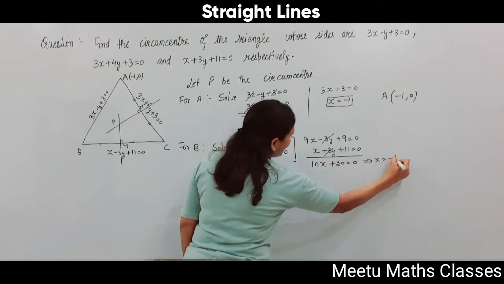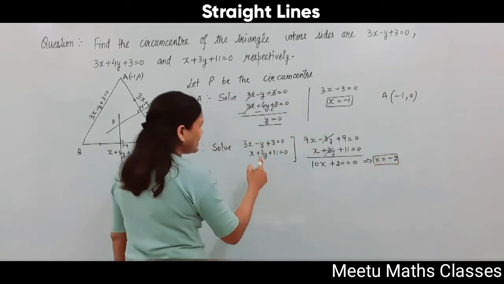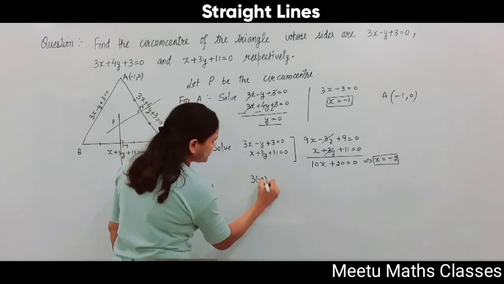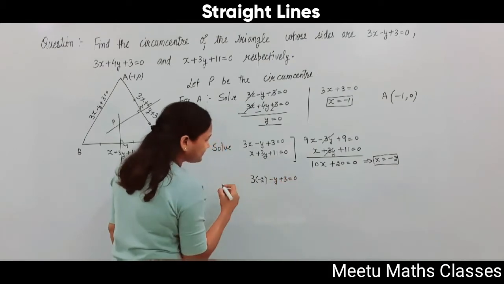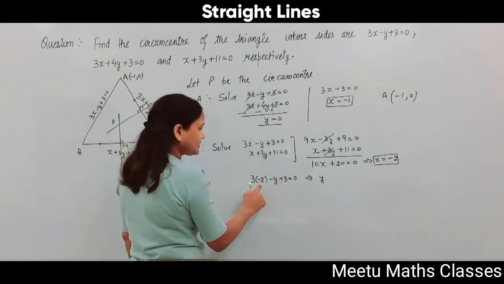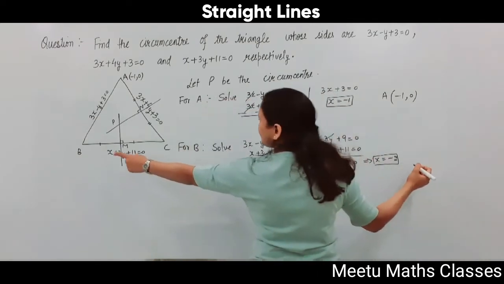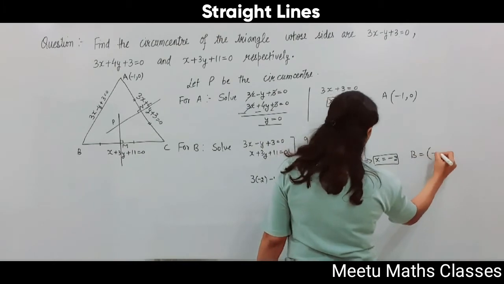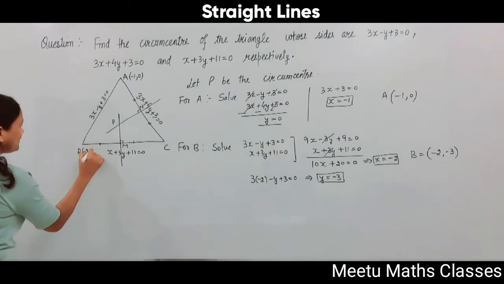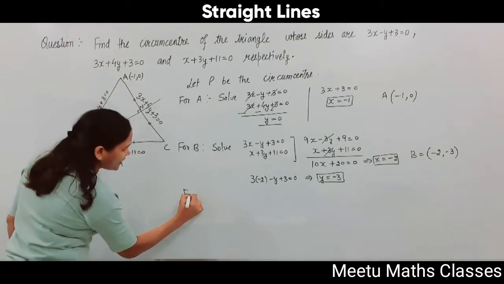So x will be minus 20 by 10, minus 2, और अगर x की वैल्यू किसी भी इक्वेशन में minus 2 पुट करते हैं, 3 into minus 2 minus y plus 3 is equals to 0, we will get y is equals to, this is minus 6 plus 3, minus 3. And the coordinates of B will be -2, -3. So write the coordinates of B as -2, -3.